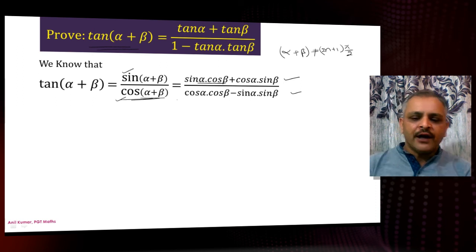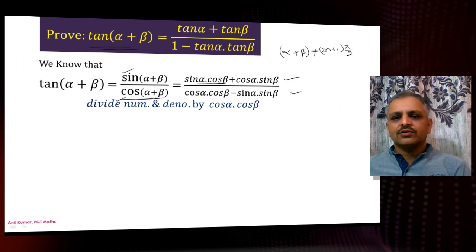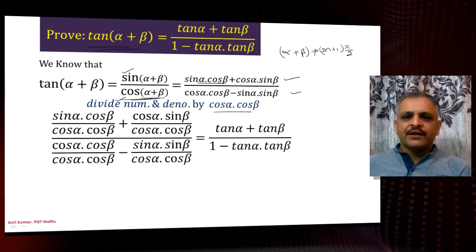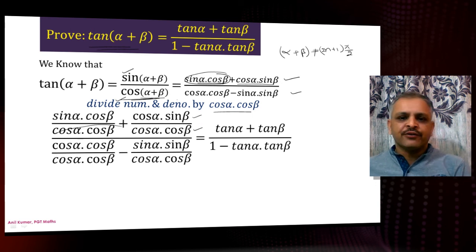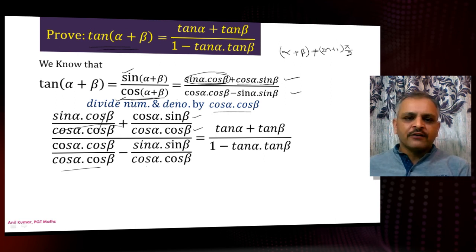Now what we will do, we will divide the numerator and denominator by cos alpha cos beta. So let's divide them. If I divide this term with cos alpha cos beta, it will become this. Similarly, plus cos alpha sine beta divided by cos alpha cos beta. The denominator, cos alpha cos beta divided by the same term, and minus sine alpha sine beta over cos alpha cos beta. Now cancel out whatever is cancelled. This cos beta cancels, here cos alpha cancels, here both the terms are cancelled.